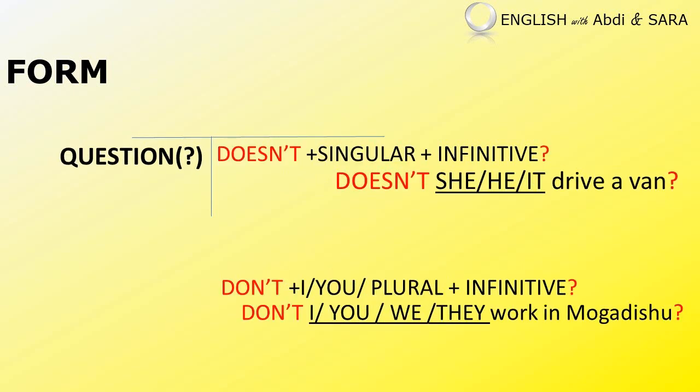Question form summary. In question forms, the helper comes at the very beginning of the sentence and you have to put a question mark at the end of the sentence. Doesn't plus singular plus infinitive and a question mark. Example: doesn't she drive a van? Or don't plus I or you or plural form plus infinitive and a question mark. Don't we work in Mogadishu?